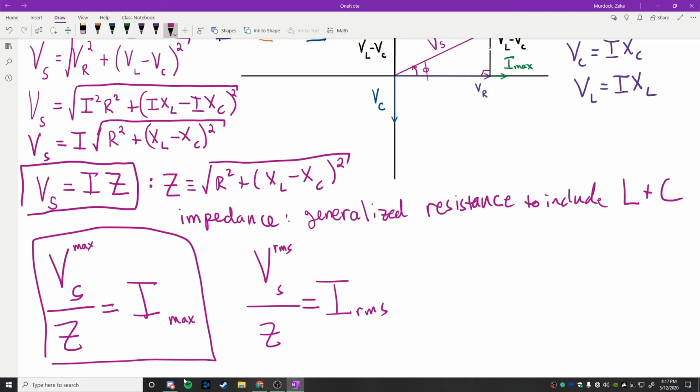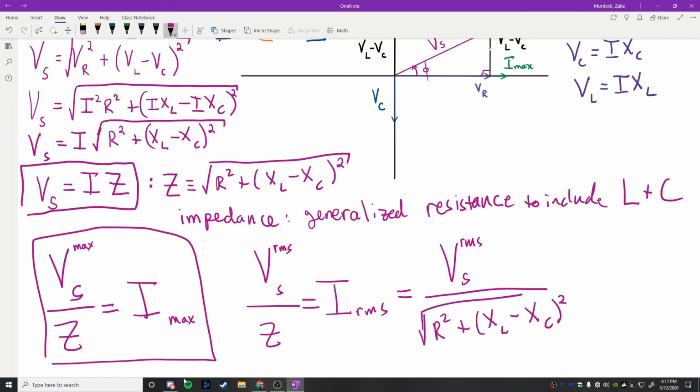We can write it also like this. If we take V source RMS and we divide this by square root of R squared plus (XL minus XC) squared, you can actually see exactly what it takes to get the maximum output current, right? How do we maximize the output current? What causes the RMS to go to maximum?